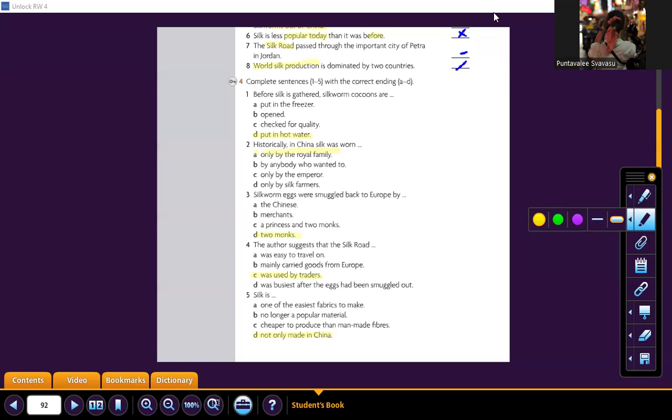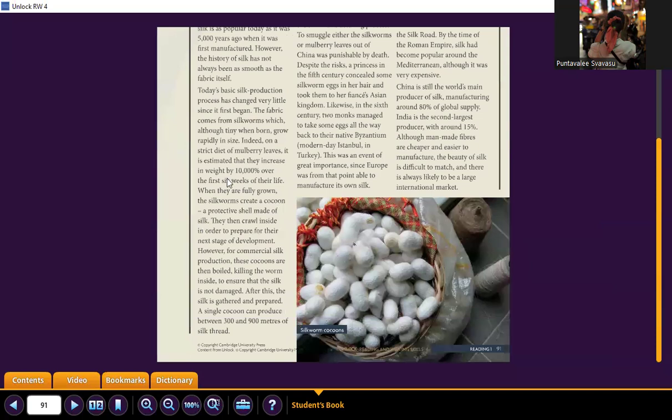Okay, so let's see how we get to the answer. The first one: the question is, before silk is gathered, silkworm cocoons are... So right here, the answer is put in the hot water. And if you go back to the reading, the same part as the previous task here, these cocoons are then boiled. So boil means you put it in hot water. So that's why the answer is D for the first one.